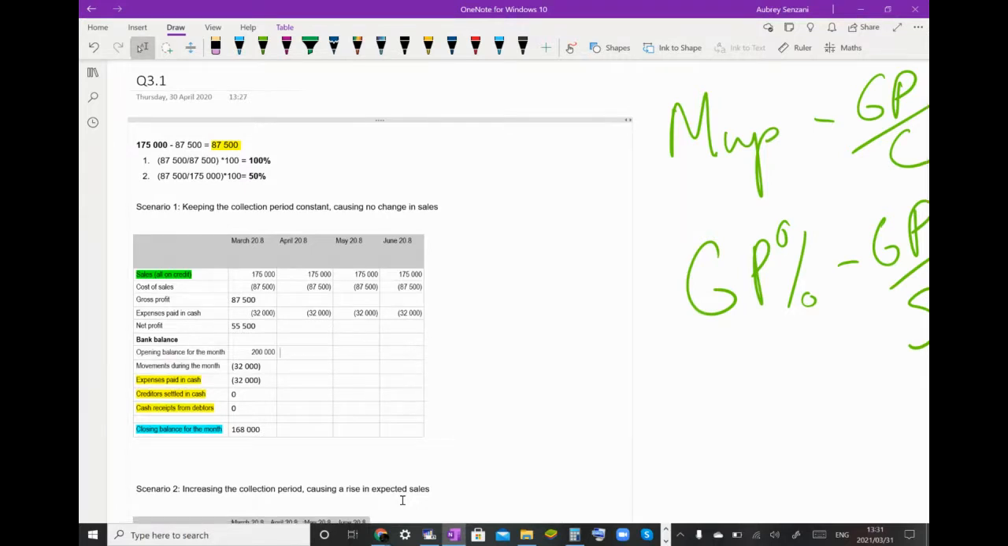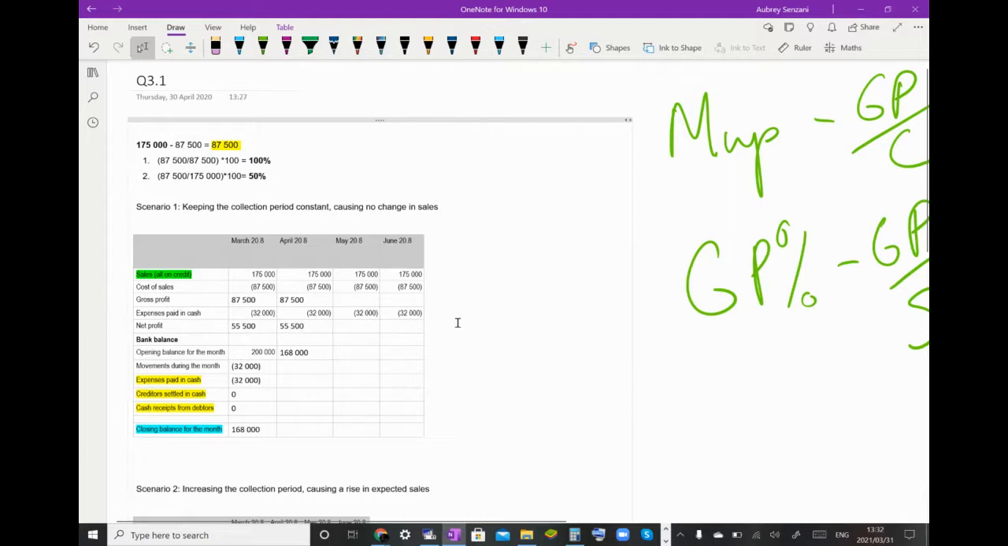So here, what are you going to get? You're going to get 168,000 as your opening balance for April. But then here also, we still need to first work out this and get our net profit. If you look there, they've given us all these amounts. That hasn't changed. Our sales hasn't changed, so this is going to be 87,500 as well. So then the profit is obviously going to be 55,500.